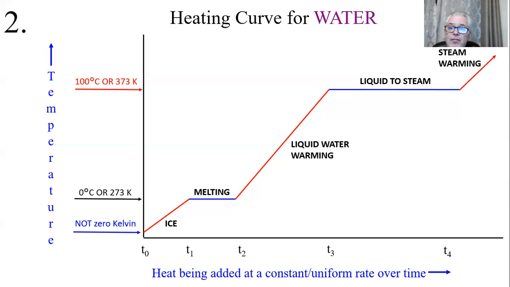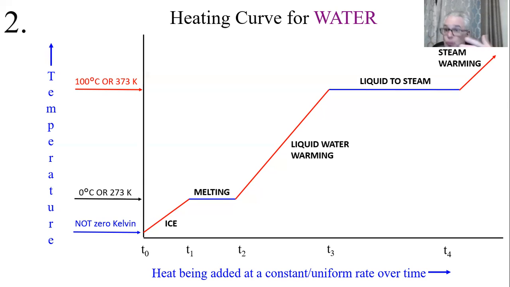This heating curve is exactly the same as the generic heating curve we just looked at. The only thing different is in the title. It's not heating curve for any substance, it's the heating curve for a substance, which is water. And on the y-axis, we don't have melting point and boiling point. We actually have the temperatures that we know are the melting point for water and the boiling point for water.